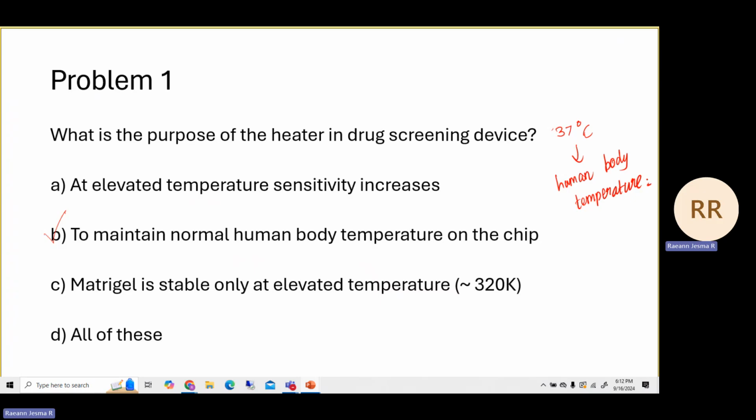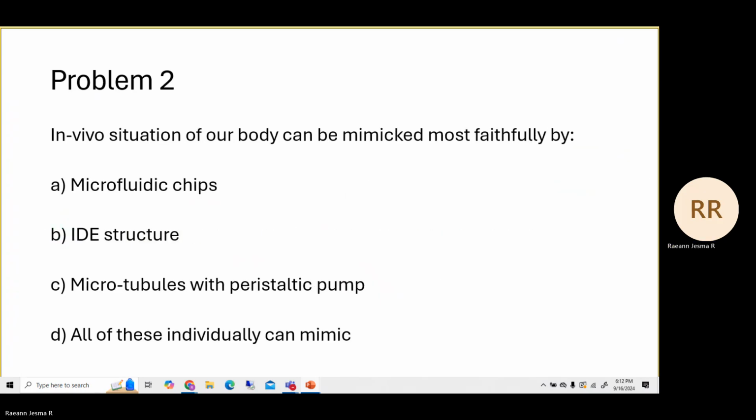Okay, so now let's move on to the next question. Problem 2. In vivo situation of our body can be mimicked most faithfully by option A, microfluidic chips, option B, IDE structure, option C, microtubules with peristaltic pump, option D, all of these individually can mimic.